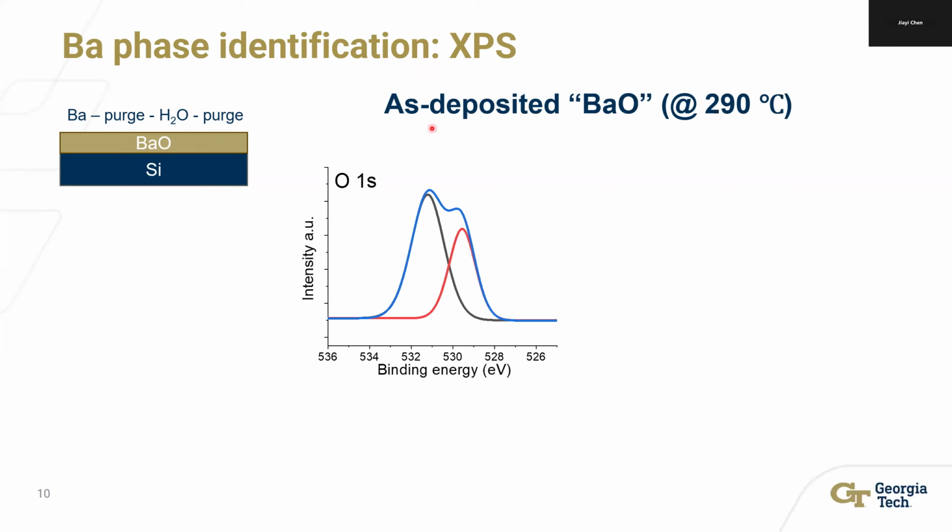And here is the XPS of this as-deposited sample. If we look at this as-grown oxygen 1s spectrum, the blue curve is the envelope, and clearly it can be deconvoluted into the red curve and the black curve. So there are two chemical states in oxygen. And after some literature research, I find that the red curve is hydroxide and the black curve is carbonate, and there is no oxide peak.